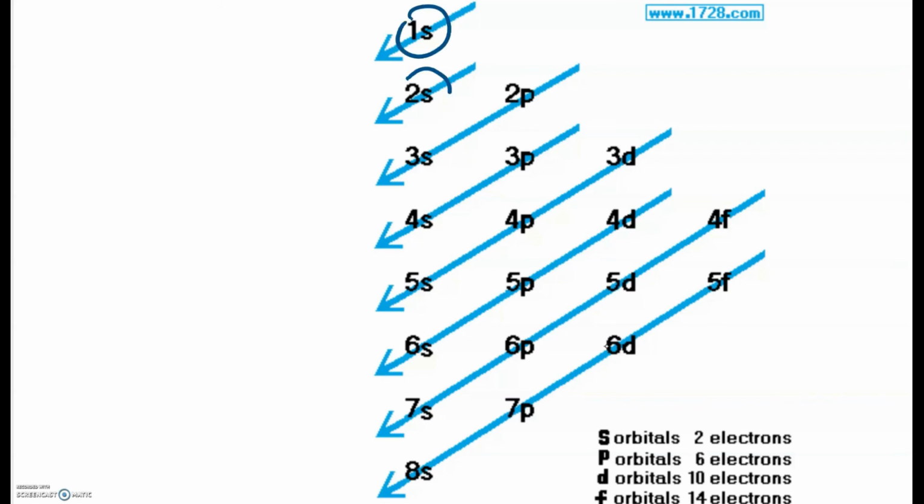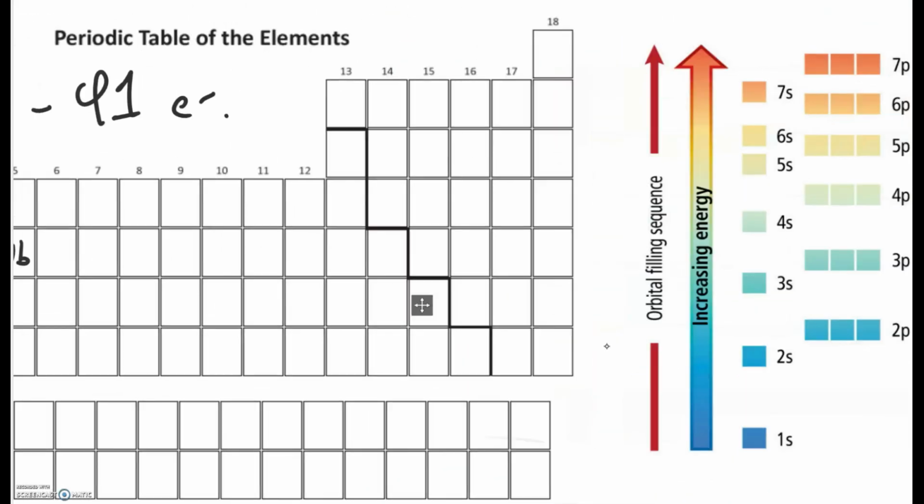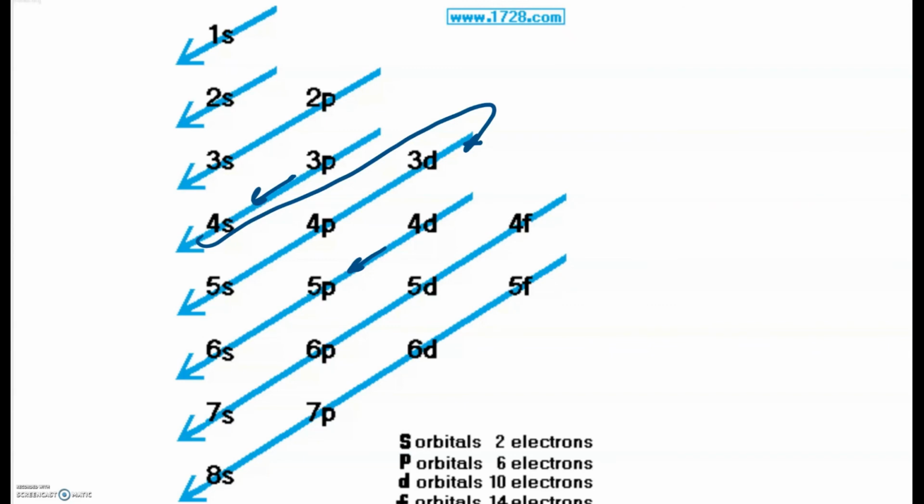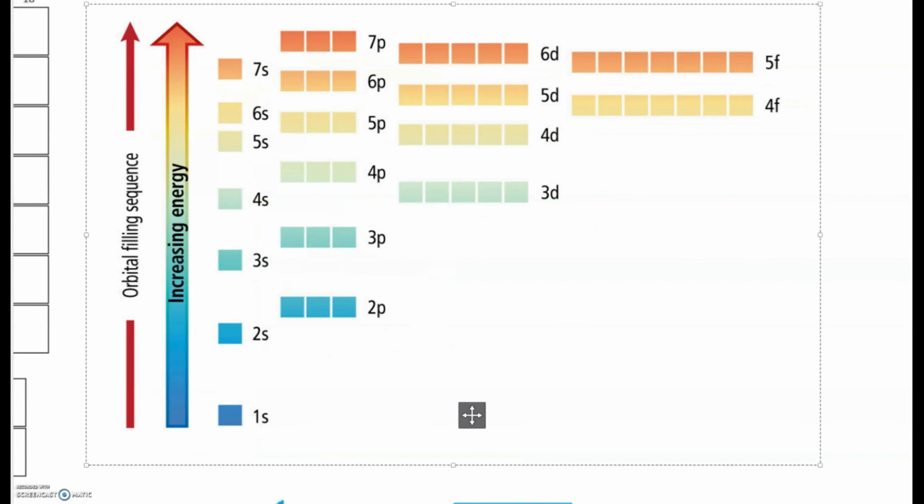1s first, 2s, 2p, 3s, 3p, 4s, 3d, 4p, 5s, 4d, and so on. So let's try this technique with niobium, which has 41 electrons, and let's see if this chart helps us out. So we know that niobium's got 41 electrons, and we're going to use this chart to help us out.